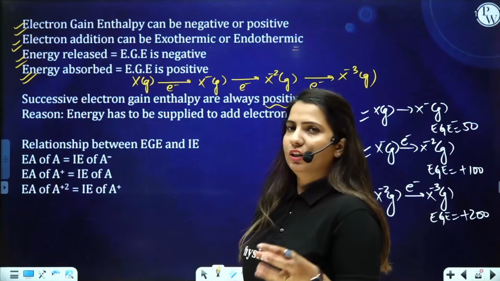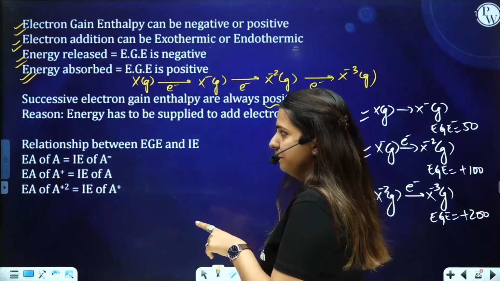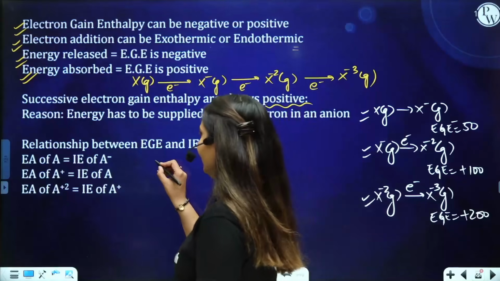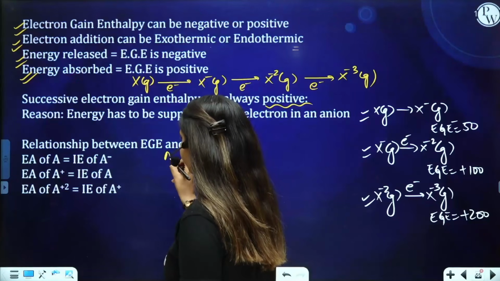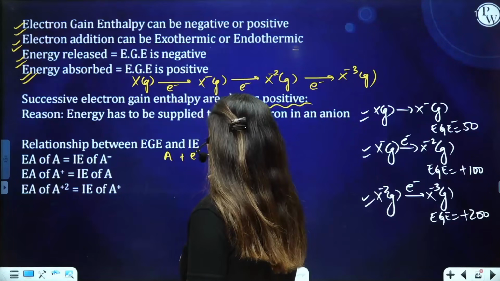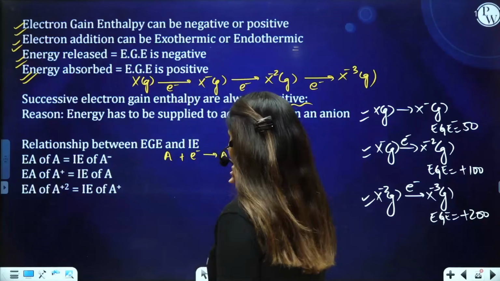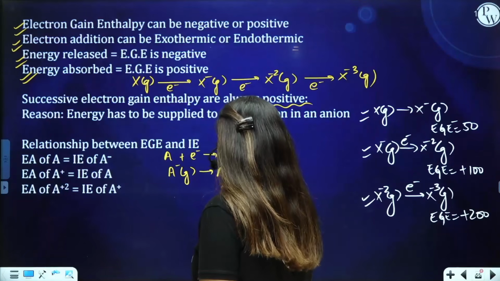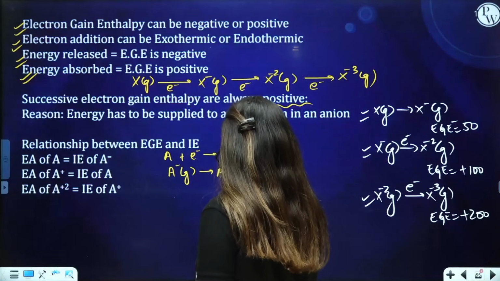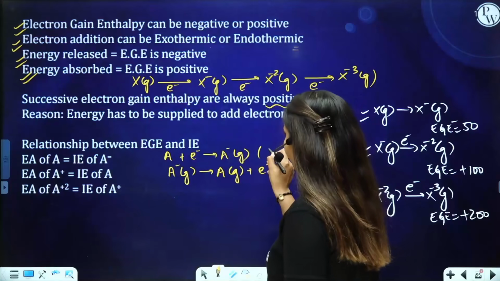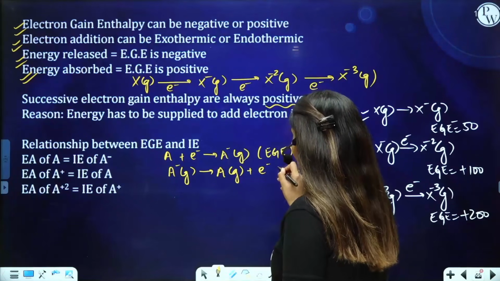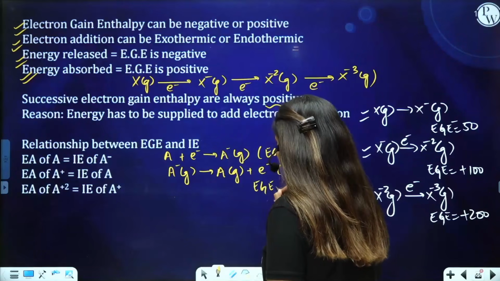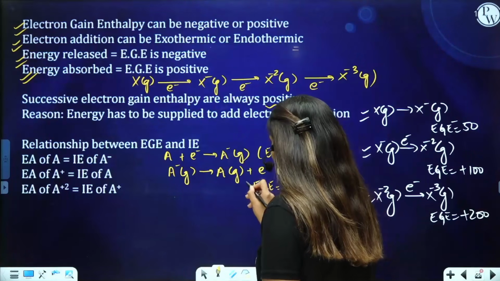After that, we have a relationship between electron gain enthalpy and ionization enthalpy. If you're talking about the electron affinity of A, that means you're talking about the ionization enthalpy of A negative. Let's say I have an atom A, you are accepting an electron into it, it forms A minus gaseous. And if you are removing the electron from A minus gaseous, you will form A gaseous plus electron. This process is electron gain enthalpy, and this process is ionization enthalpy. So they have a relationship of the negative sign.